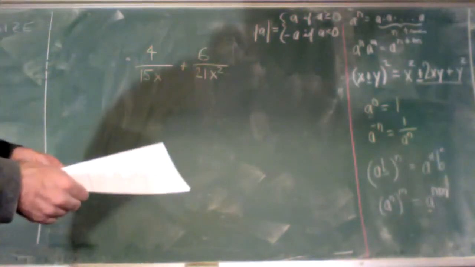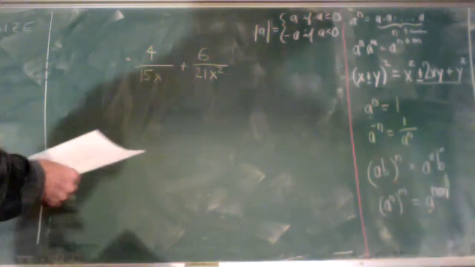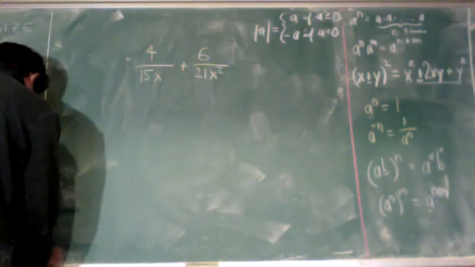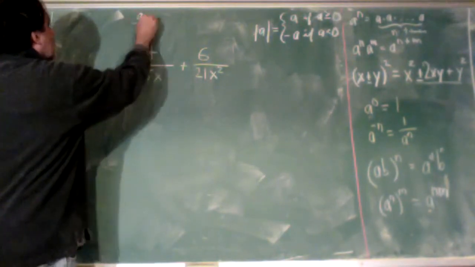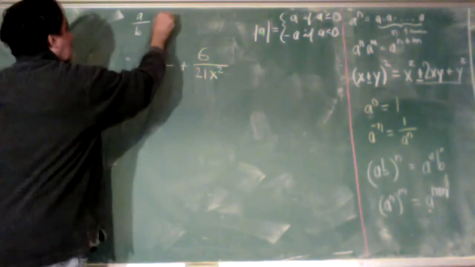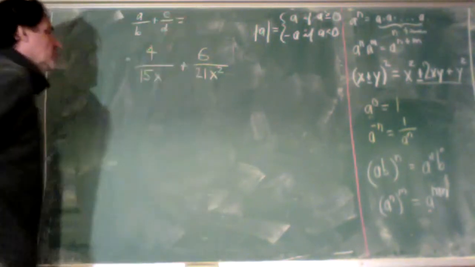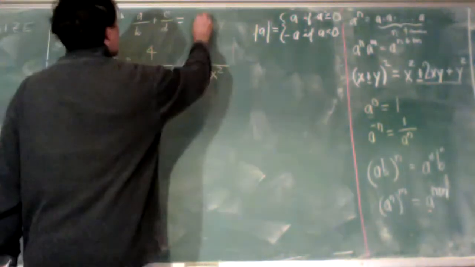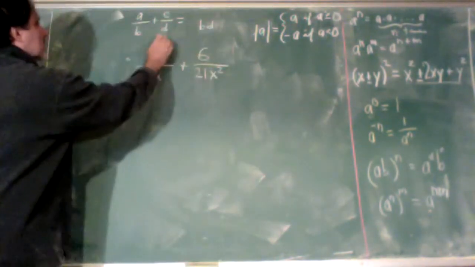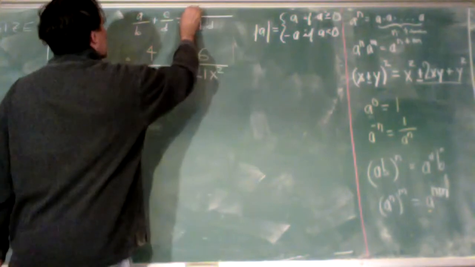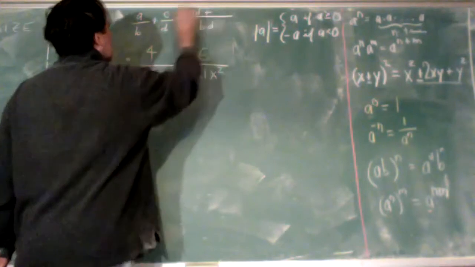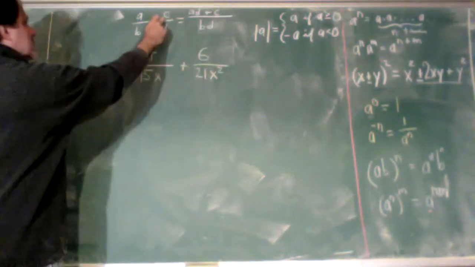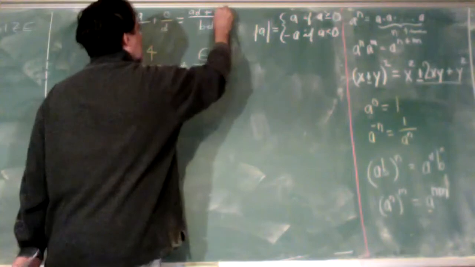Problem 19 asks us to perform the indicated operations. Here we're asked to add two rational expressions. Again, just as we were adding fractions, the same basic rule applies. The denominator is the product of the denominators, and our numerator becomes the original numerator times the opposite denominator plus the original numerator of the second times the opposite denominator.